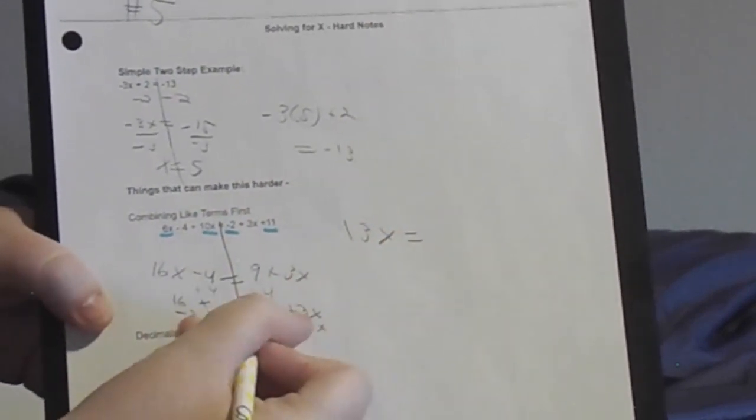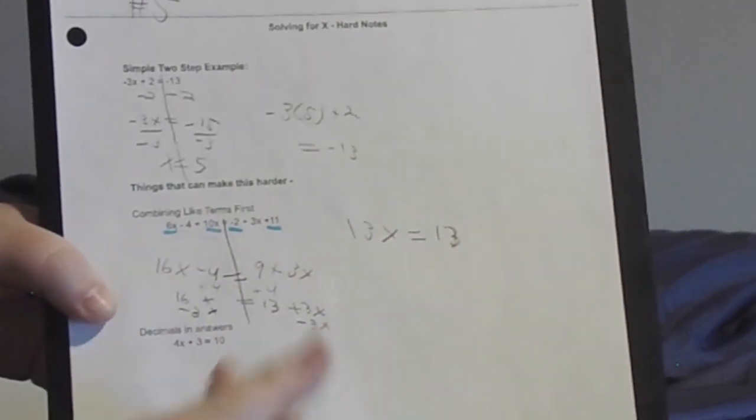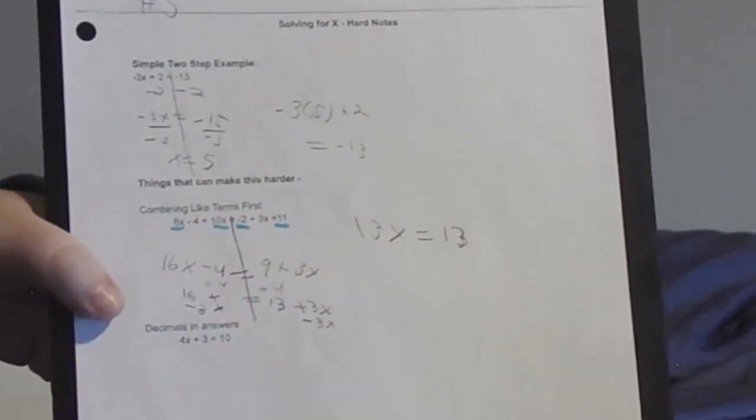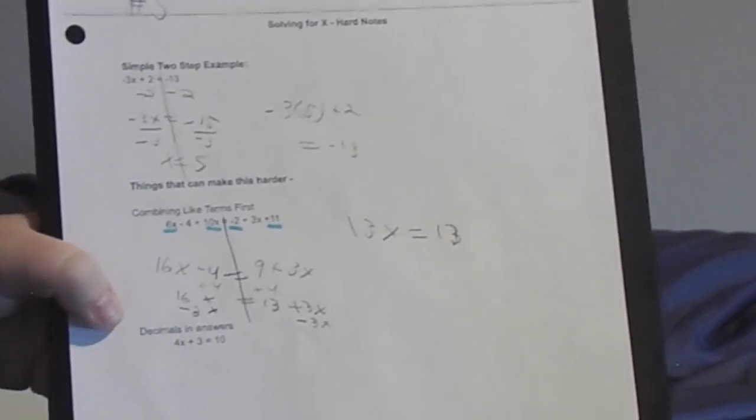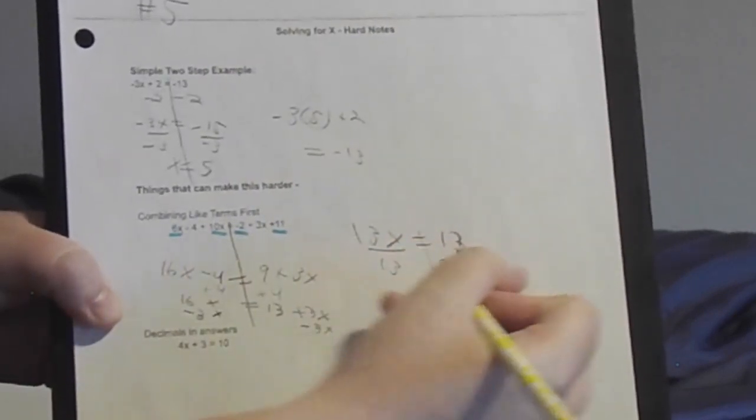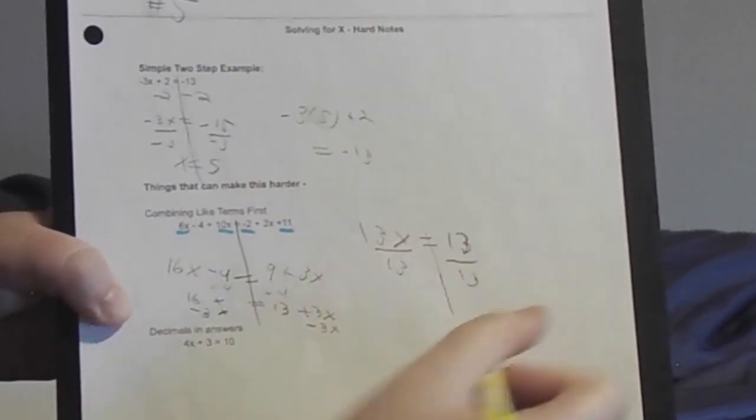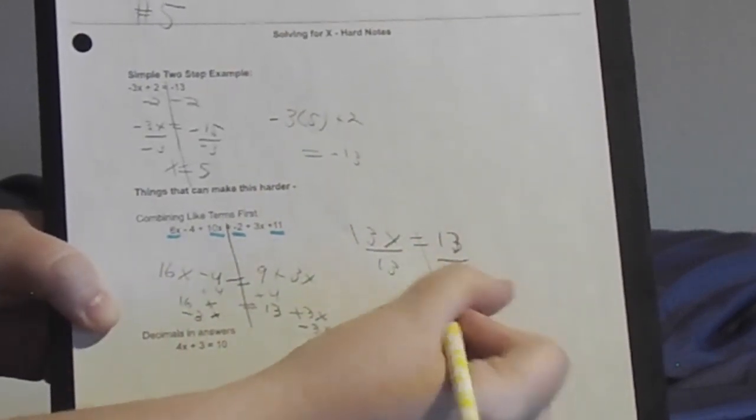Equaling over here, I have this 13. And the 3x's minus 3x's went away. So now it says 13 times x. To undo multiplication, I divide both sides by 13. 13 divided by 13 is 1, so x equals 13 divided by 13, which is 1.